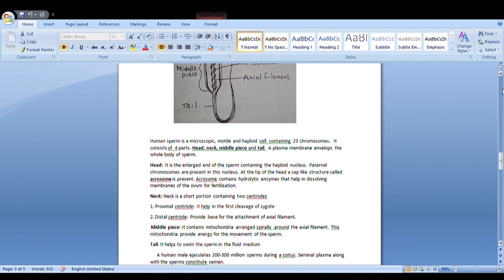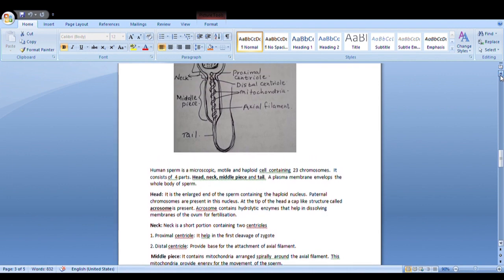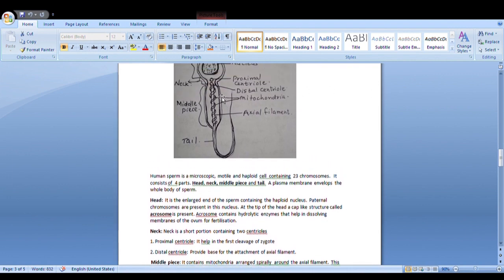Next portion is the middle piece. Middle piece contains centrally the axial filament, and around the axial filament mitochondria can be seen. Mitochondria are spirally arranged around the axial filament. This mitochondria provides energy for the movement and all activities of the sperm.